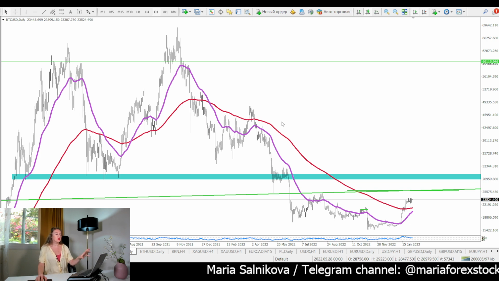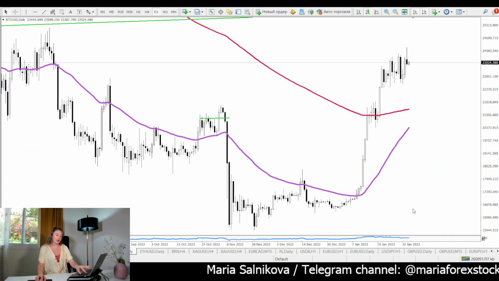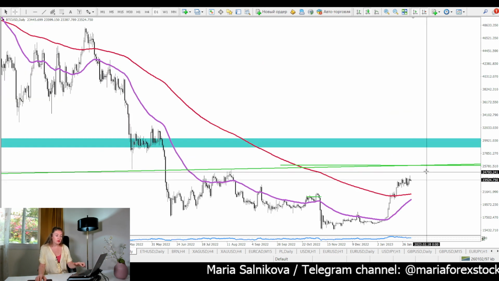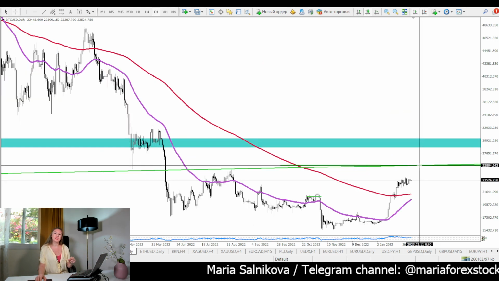But we don't need that history right now, we need this situation. The 200 moving average, which is the red one, and the 50 moving average are ready to cross. They didn't cross yet, but they are ready to cross. When will they cross? What do you think? They will cross when price hits 26,000.